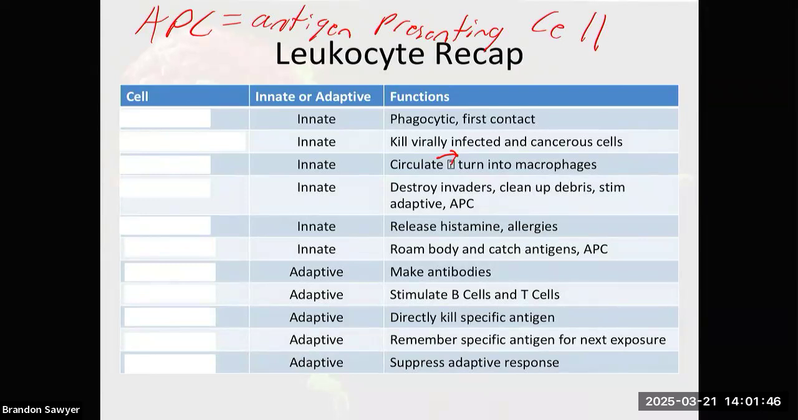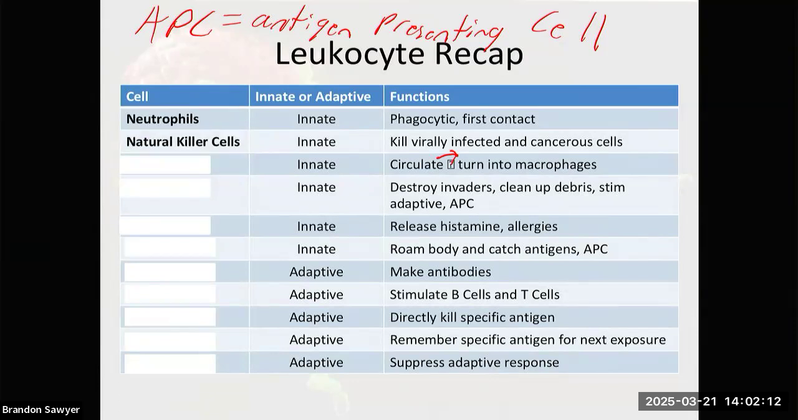All right, let's go ahead and come back together here. So phagocytic cell, that's typically going to be the first contact. What'd you guys put for that one? Neutrophil, yep, that's right. It's the most abundant white blood cell that we have. We have more of those than any other white blood cell. Ones that are specifically used to kill virally infected and cancerous cells. What'd you guys say there? Natural killer, yep, or NK cells.